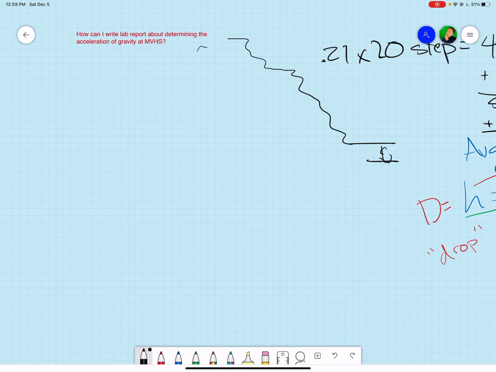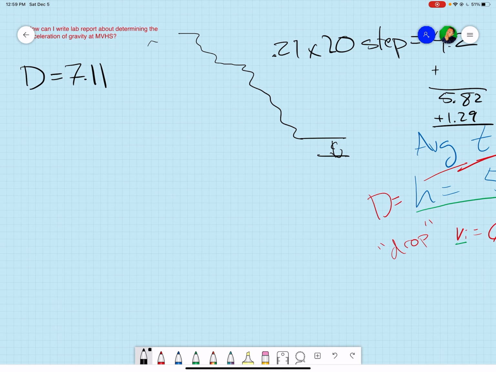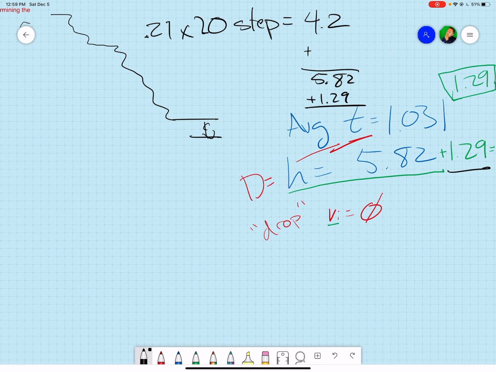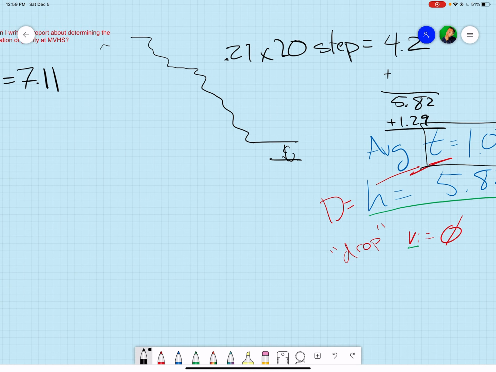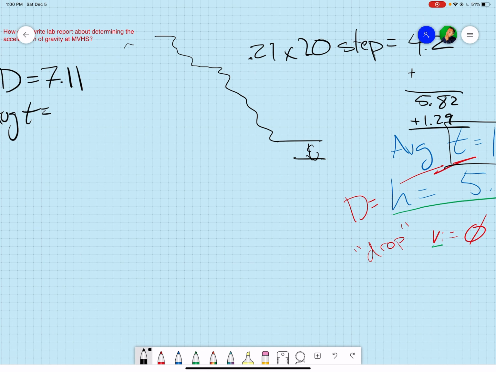Okay, so double check your numbers and make sure that was what you were given, but I'm going to put D equals 7.11 here. Okay, then you had all your times, and we added them up and divided by the 10 because there are 10 of them, right? Check your times, but you should have added them all up and divided by 10 because there are 10 drops, and we get an average time of 1.031 seconds, and this is meters, okay?